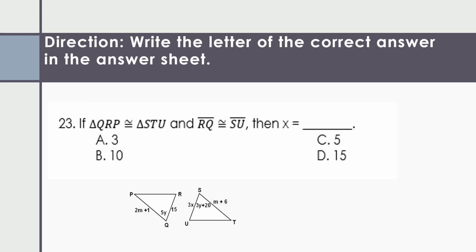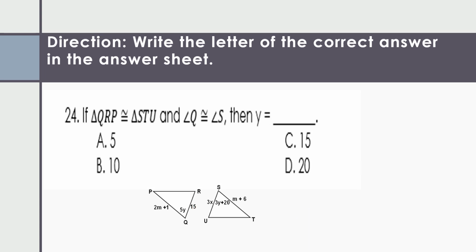Next, triangle QRP is congruent to triangle STU. These are the two triangles. Segment RQ, this one, we have 15 here, and is congruent to SU. So we have 3x equals 15. Divided by 3, x equals 5. So therefore, the value of x is 5.